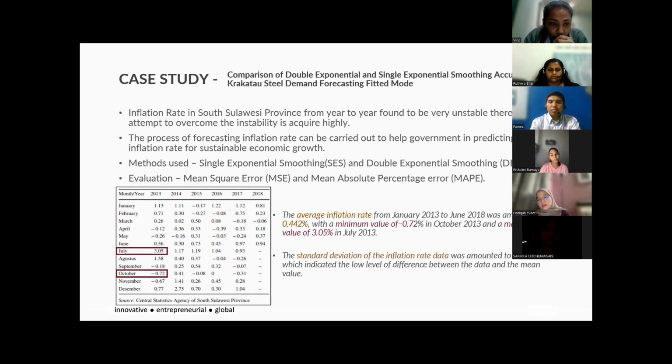the average inflation rate from January 2013 to June 2018 is about 0.442%, whereby the minimum value is in October 2013, negative 0.72, and the maximum value is 3.05% in July 2013. We also calculated the standard deviation of the inflation rate, which is about 0.6925, which indicates a low level of difference between the data and the mean value.